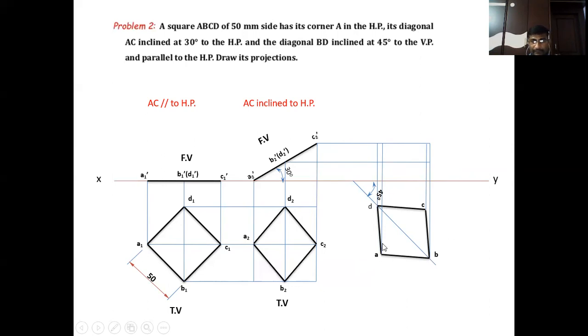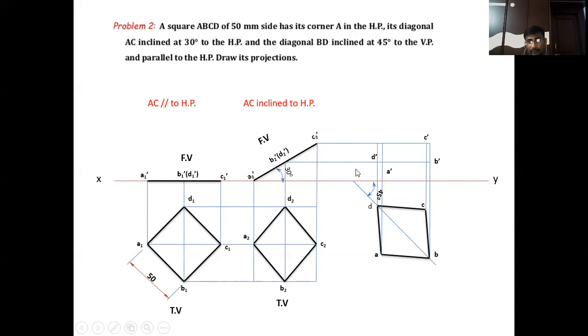How do we get the points in the front view? The projector coming from A intersects the projector coming from A2 dash; that intersection point is A dash. Similarly, the projector from B and the projector from B2 dash intersect at B dash. The projector from C intersects the projector from C2 dash at C dash. And D dash is the intersection point between the D projector and the D2 dash projector.